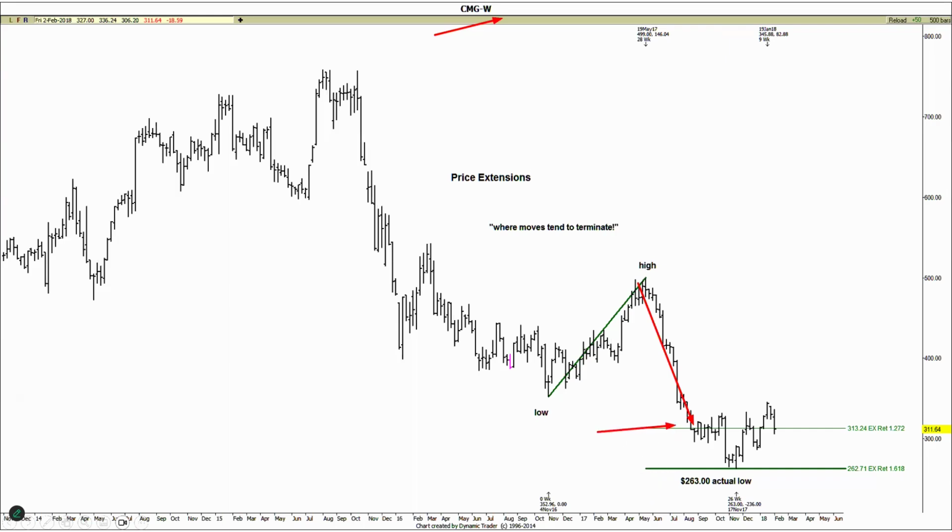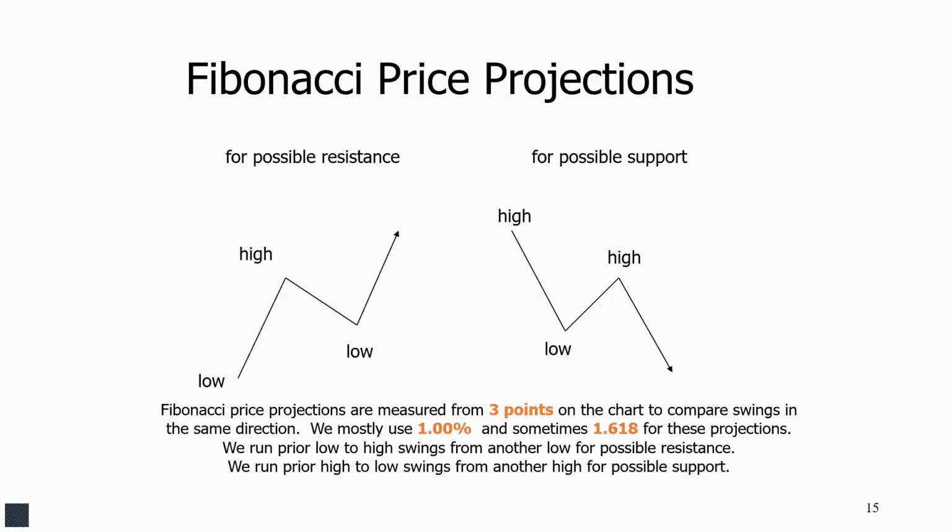Well, the 1272 didn't really do anything at 313.24. But we did have the 1618 extension that came in at 262.71. Now, again, it's not perfect. The actual low was 263, which was close enough. I kind of look at it visually, and if it looks like it's holding and hasn't gone way through it, then it's still good as far as a price decision. All right, let's take a look at price projections next.